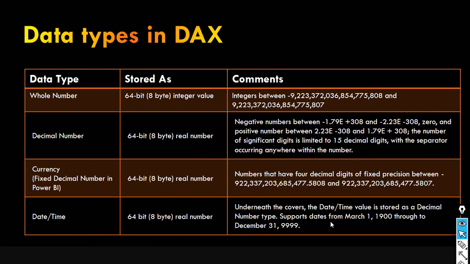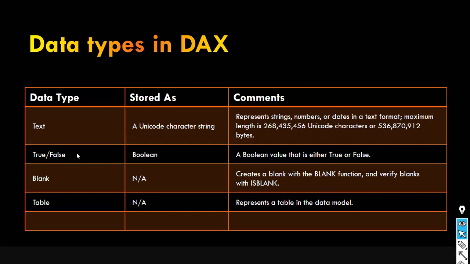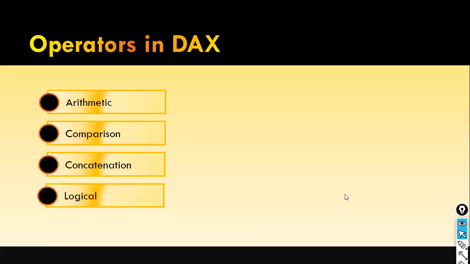So under the cover, you can store the values anywhere between March 1, 1900 to 9999. Beyond this, you cannot store the value. Before this, you cannot store the value. And these are the text data type, blank, these are the different data types, right?